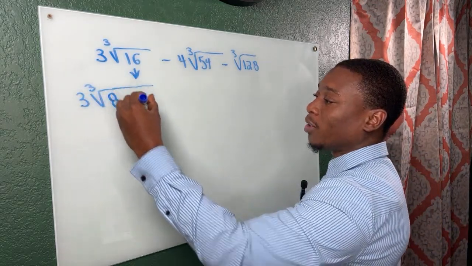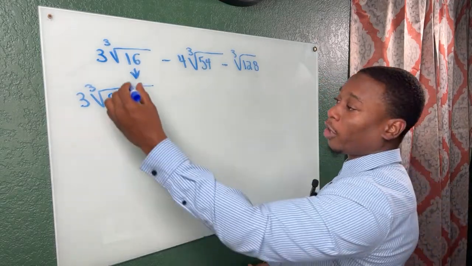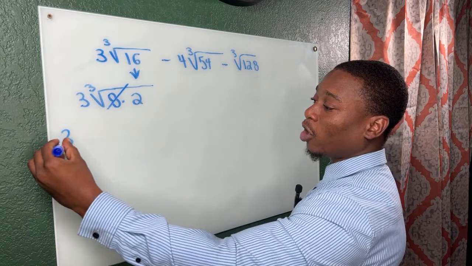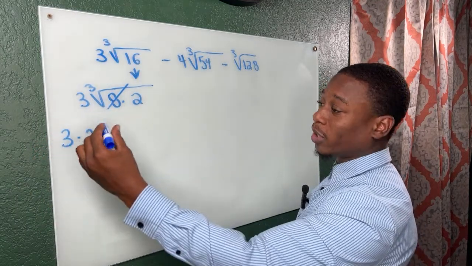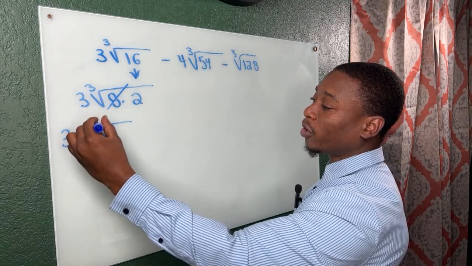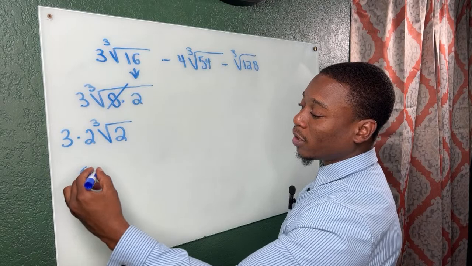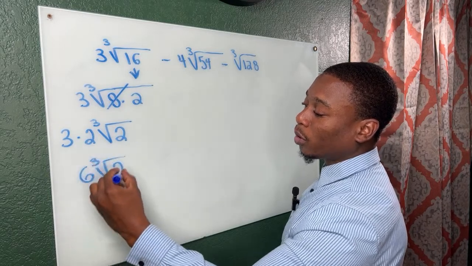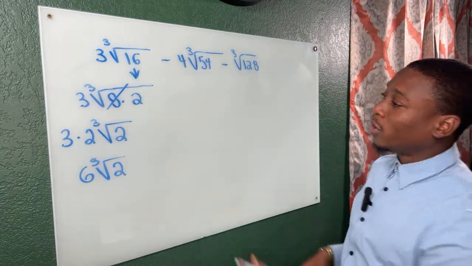8 multiplied by 2. Now, when we simplify even further, here's my perfect cube. It comes out as 2. We know we're multiplying that with 3 because that's what's on the outside. And then what's left over is the cube root of 2. When we finalize this, it's going to be 6 times the cube root of 2. So that's the first one.